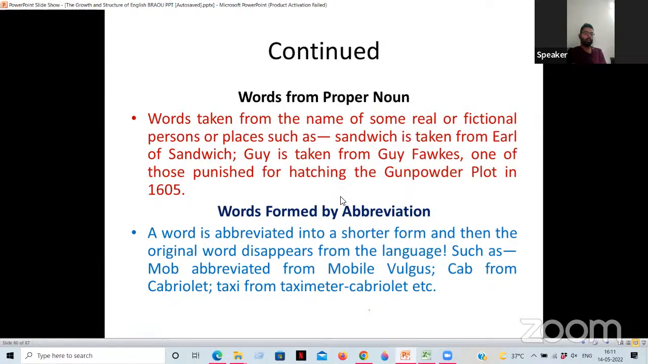That was a proper noun where the Earl of that particular place used to play cards and have some kind of salads and breads with him. And that food was known as sandwich. So from that, we have right now sandwich.